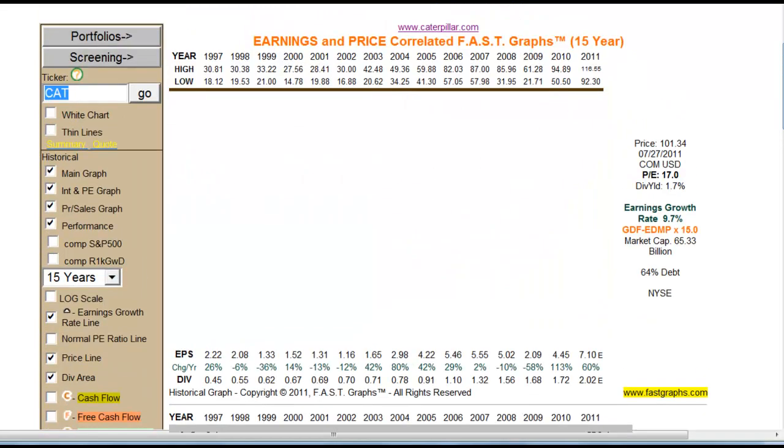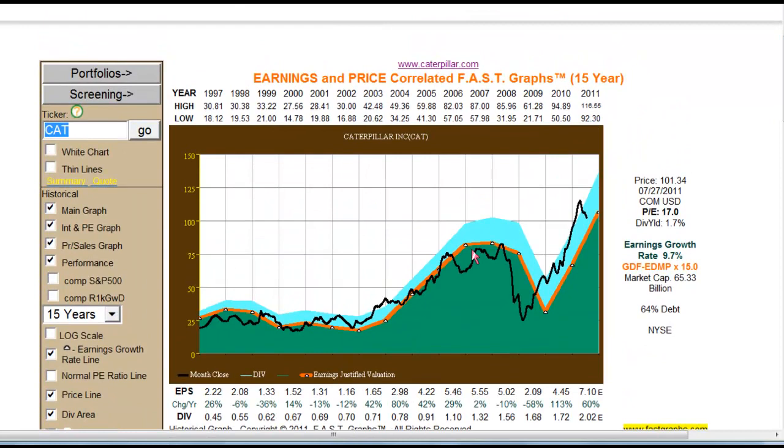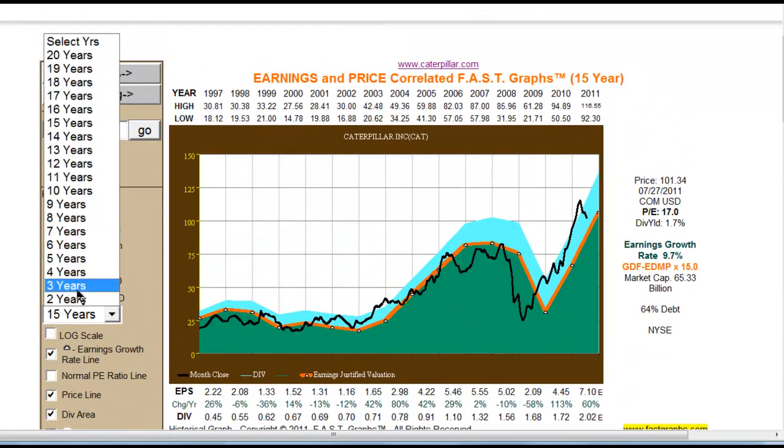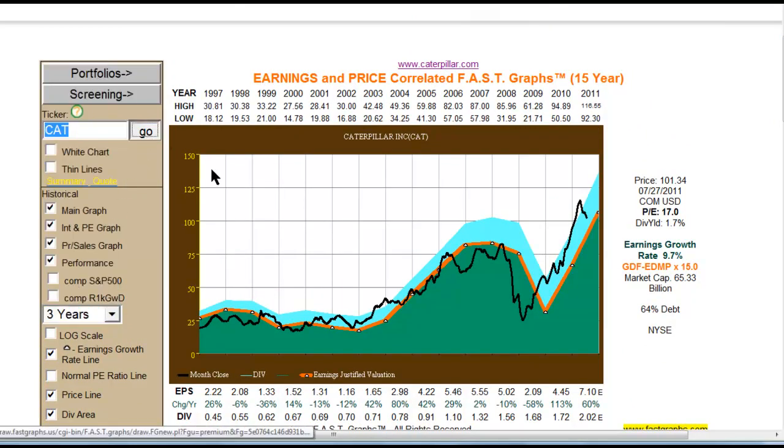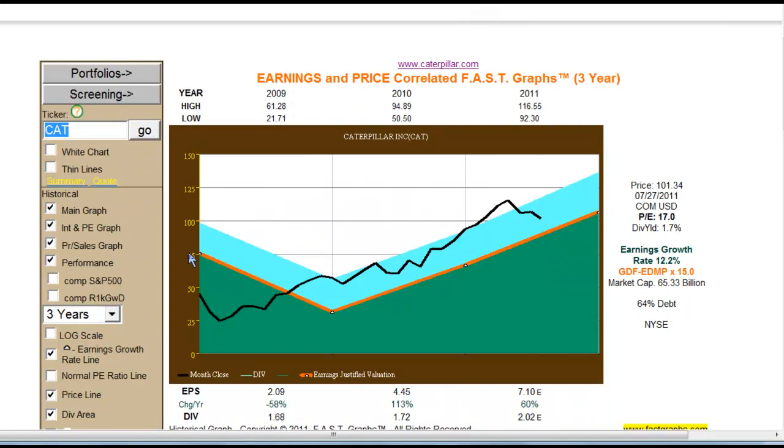But the real point is that notice the cyclical nature of Caterpillar. If we bring this down to the last 3 years and look at what happened during the recession, we see that in 2009, as earnings finally quit falling and then began to rise in 2010 and expected to increase again this year, you'll notice that Caterpillar's stock price has recovered very significantly.